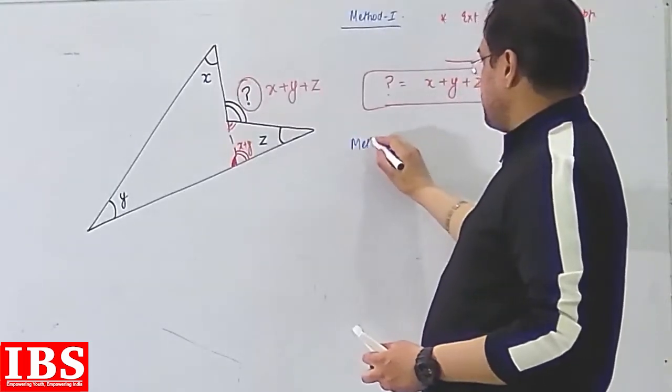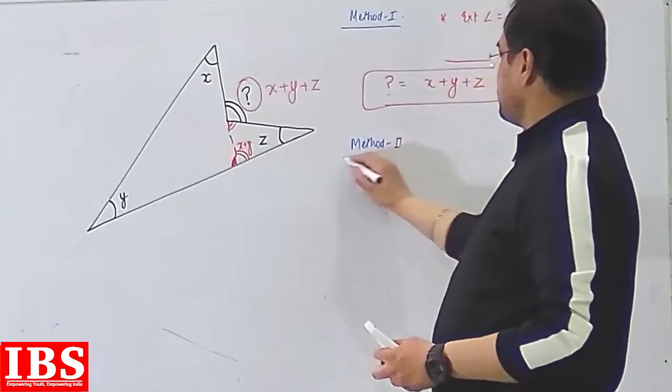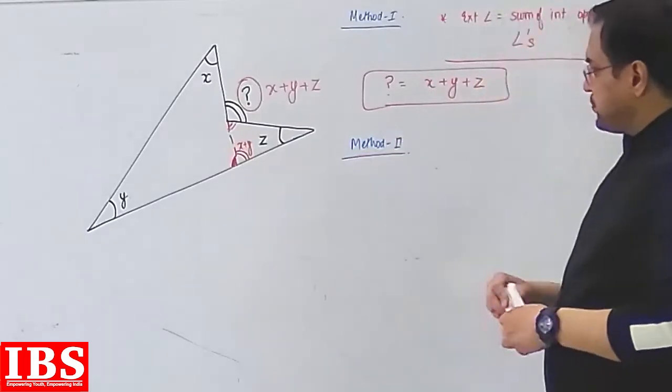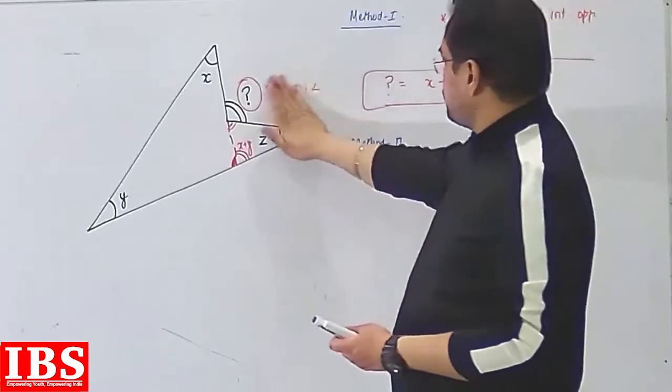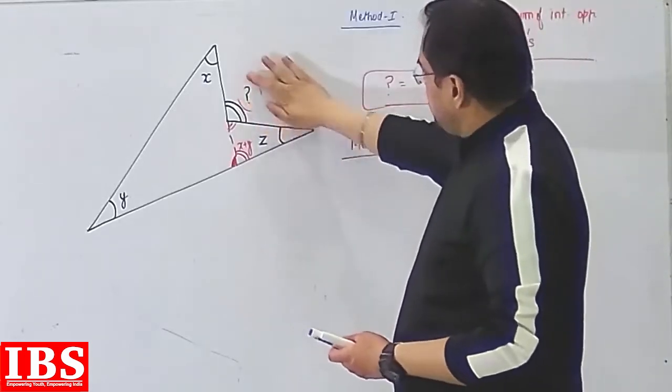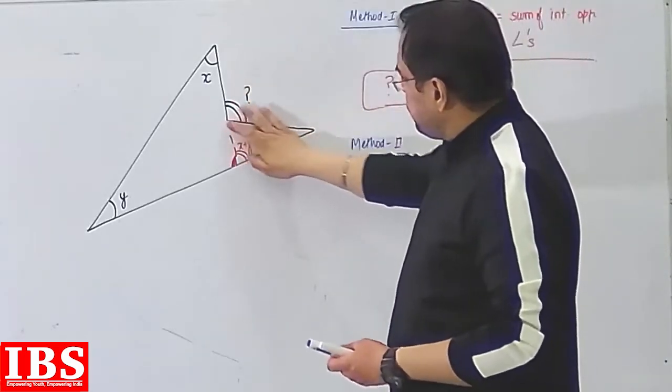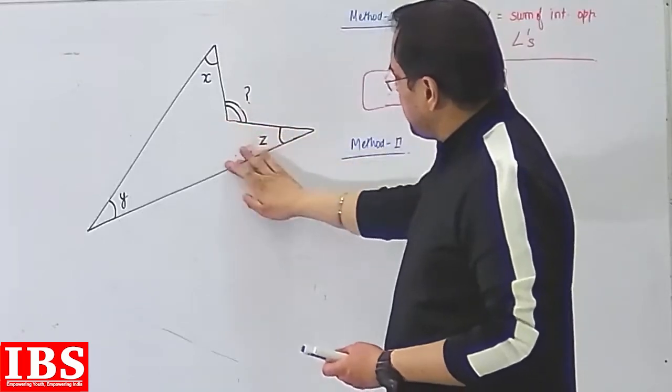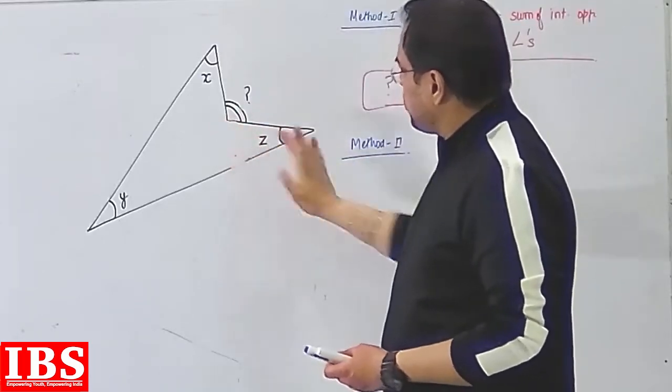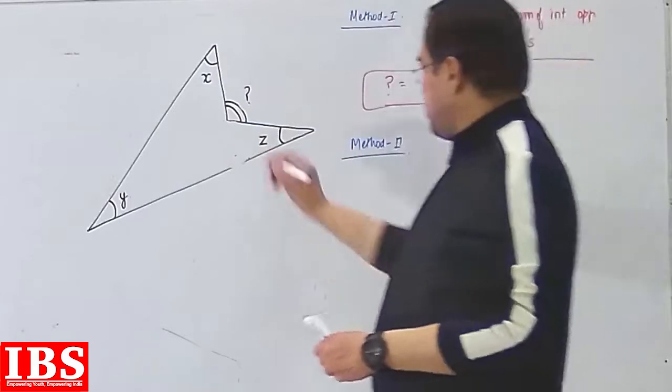Now method number two. Let's see what is method number two. For method number two, if you cannot think of this, then you may think of any other thing. How?